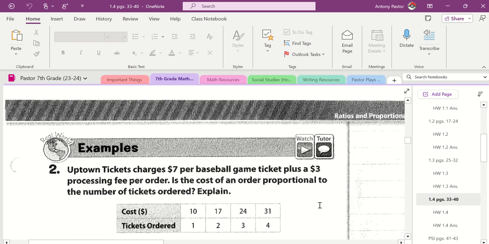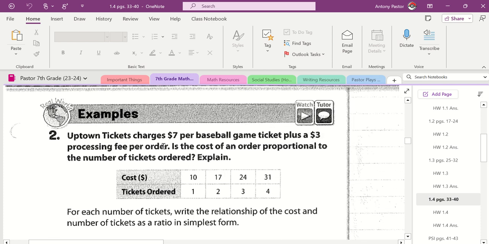Because remember, they are not charging you a $3 processing fee per ticket, it's per order. So it doesn't matter if you order 1 ticket or 5 tickets, 10 tickets, 20 tickets, you're still going to be charged a $3 charge per order. And it doesn't matter how big your order is. So no, this would not be proportional.